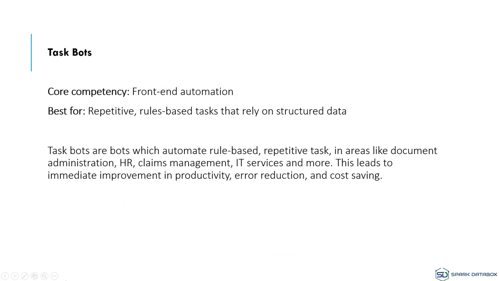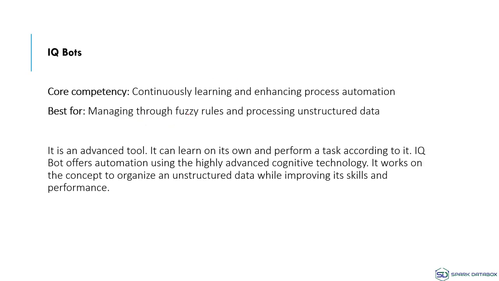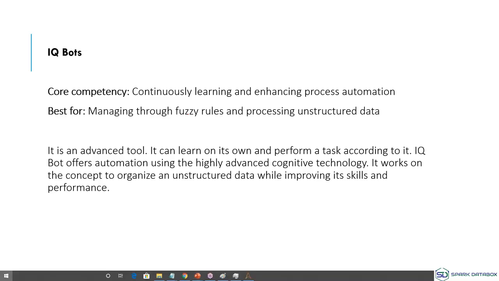So task bots are used for front-end automation, easy rule-based tasks, and structured data, and meta bots for slightly complex and semi-structured data, and complex and scalable processes. IQ bots are for very complex and unstructured data, where we want to use AI plugins with bots. So these are the interfaces we discussed.